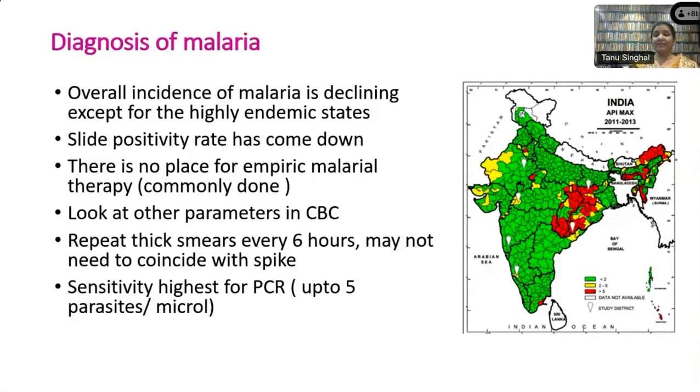So if you're suspecting malaria and your smear is negative, look at other things. If your platelets are normal, white cells are normal, then it is most likely not malaria. And you can also repeat your thick smear every 6 hours, and it is not necessary to coincide it with the spike. However, if you are thinking strongly of malaria and your antigen and your repeated smears are negative, you can do a malaria PCR, which is now available, where the sensitivity is as good as 5 parasites per microliter.